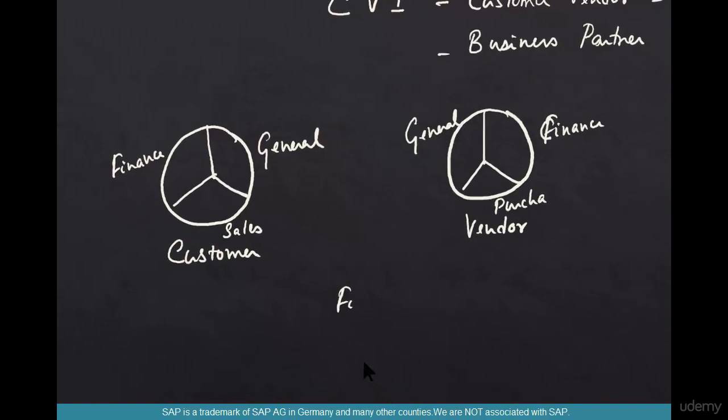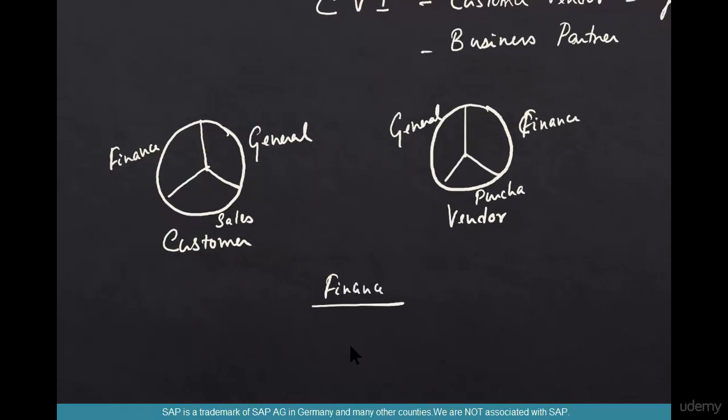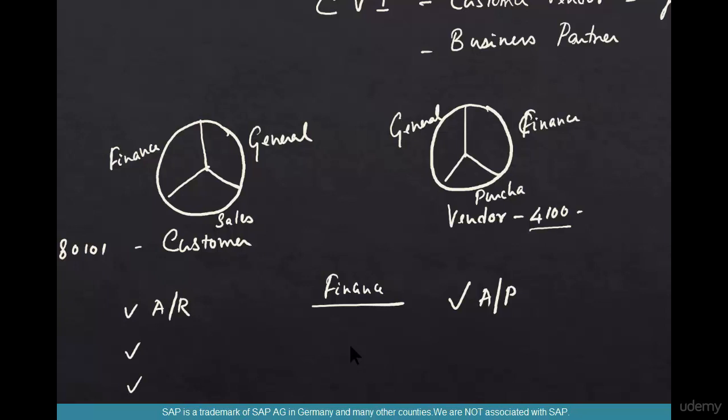And finance, the FI module, deals with accounts payable via this vendor number. For example, vendor number 4100, say Walmart. So all accounts payable for Walmart is dealt with this number. The same Walmart could also be a customer, right? Say customer 80101 Walmart, and all the accounts receivable and other areas like credit management and dunning will be dealt with from this customer number's perspective. Well, it has worked very well so far.